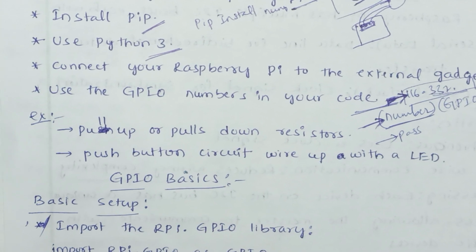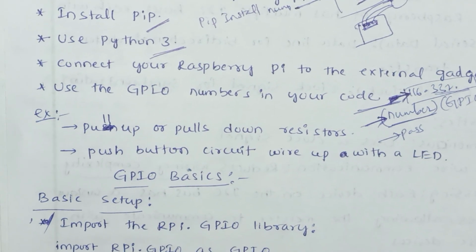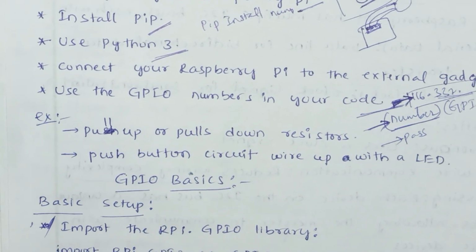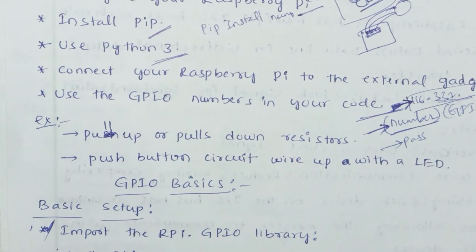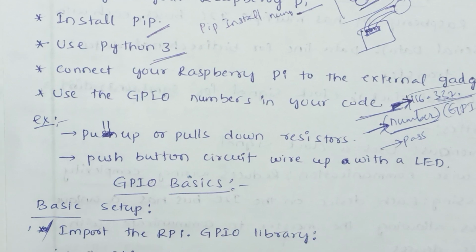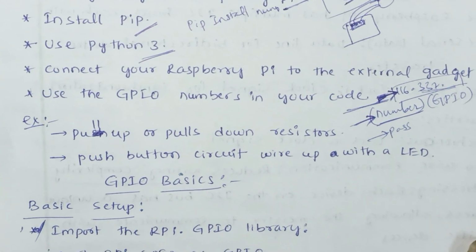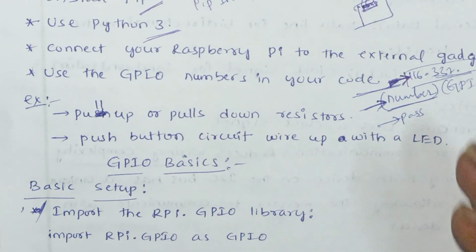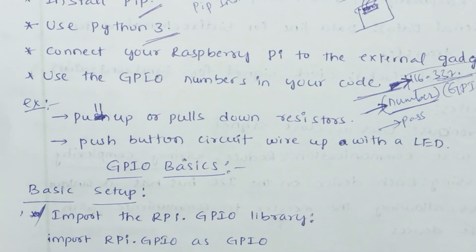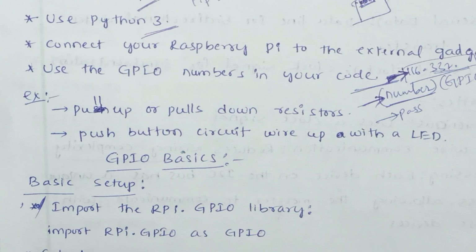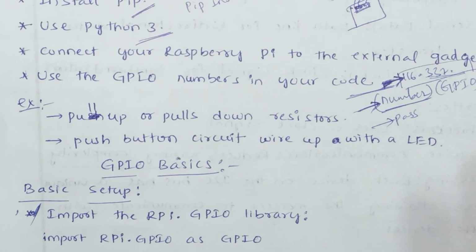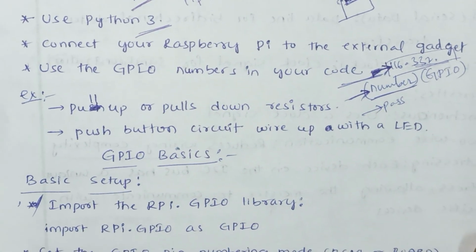There is a big code, a lot of code. In that we have to give some numbers and password, so that it can authenticate, and it will give the permission to us. This is the whole process of how to install and how to run the program in the external gadgets with Raspberry Pi. Okay, this is how the Raspberry Pi process is done.